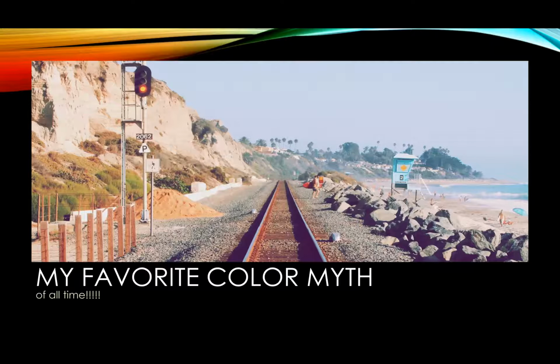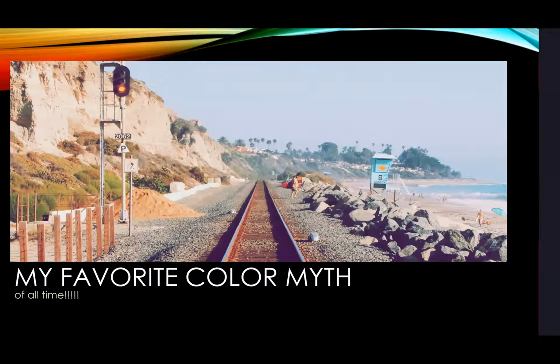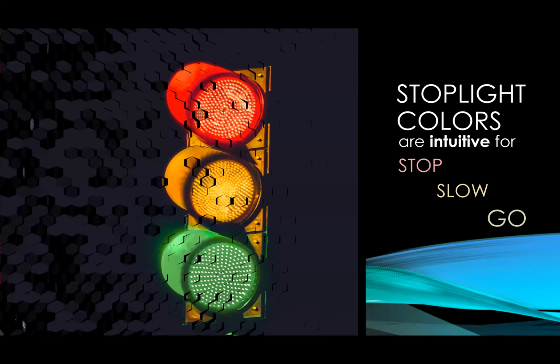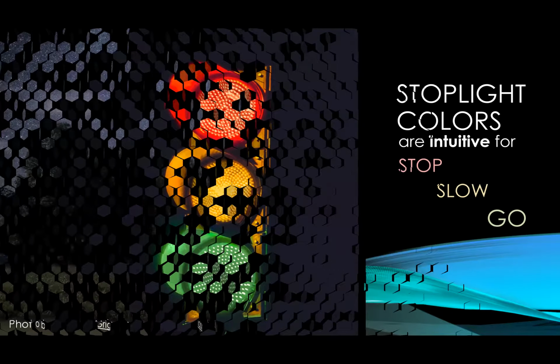Now, to me, my all-time favorite color myth goes back about 200 years, and it's the stoplight colors. I have a lot of folks tell me stoplight colors are intuitive. They are ingrained, and red means stop, yellow always means slow, and green means go. And we have history to thank for this.